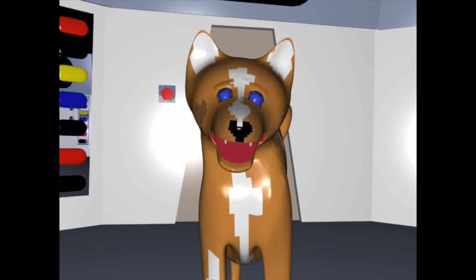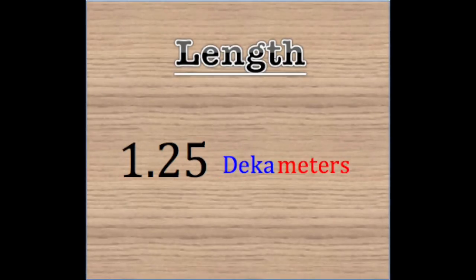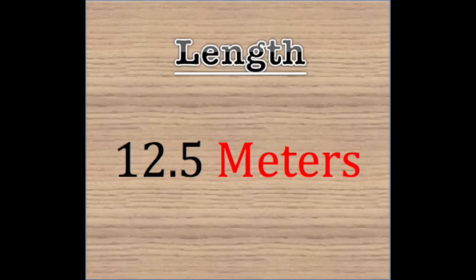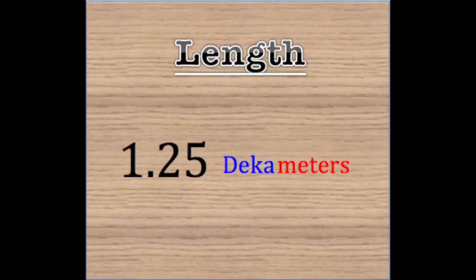So if we measure something that is 12.5 meters long, we can say that it is only 1.25 decameters. And it's as easy as just moving a decimal point. Let's see how that works. When we take 12.5 meters, we only have to move the decimal point one space to the left to divide by 10 to give us 1.25 decameters.